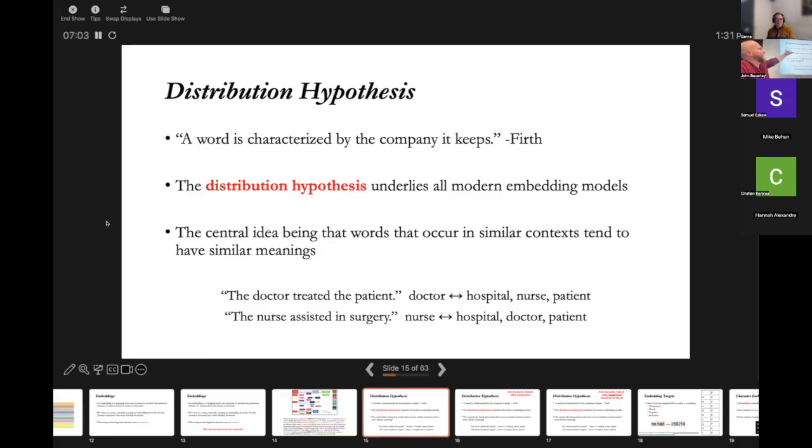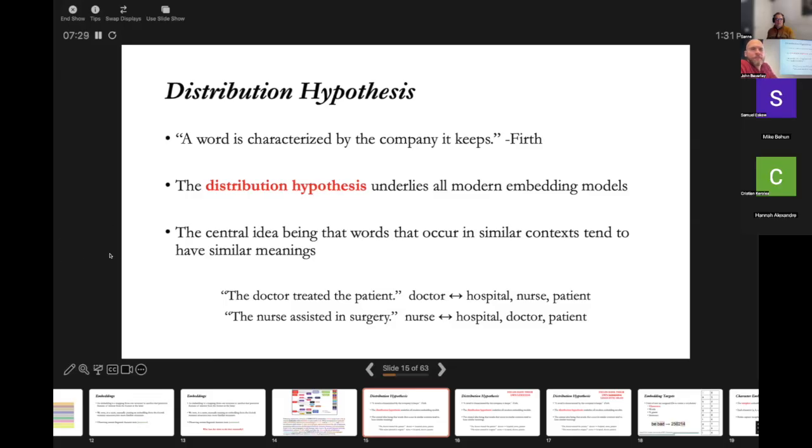A word is characterized by the company it keeps, where the company it keeps is spelled out in various ways, which we'll talk some about today. But the central idea is that words occurring in similar contexts tend to have similar meanings. So: the doctor treated the patient. Doctors, hospitals, nurses, patients. The nurse assisted in surgery. Nurse, hospital, doctors, patients, etc.